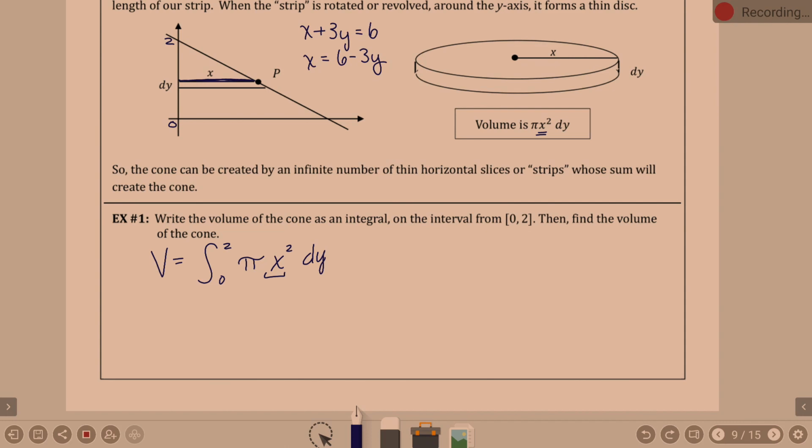So when we go to do this, first of all, the pi can go out front. Integral from 0 to 2, those are y values. Now instead of x, what is x equivalent to? 6 minus 3y, quantity squared, dy. And that's how you're going to find the volume.